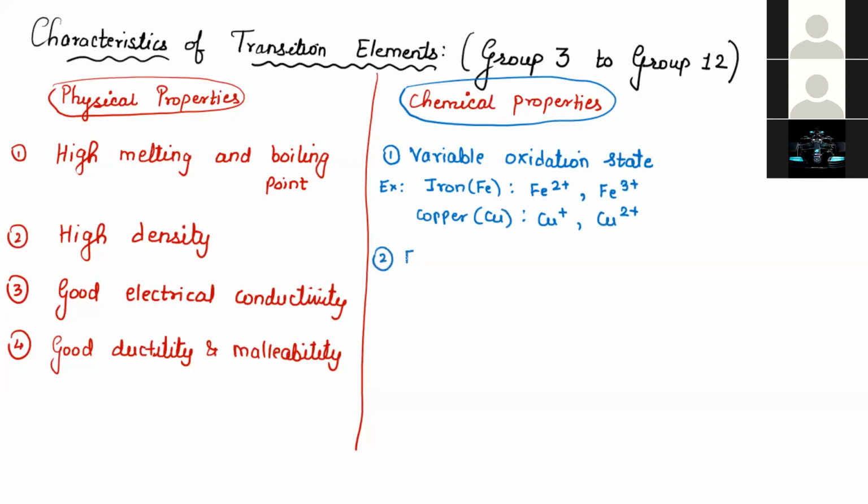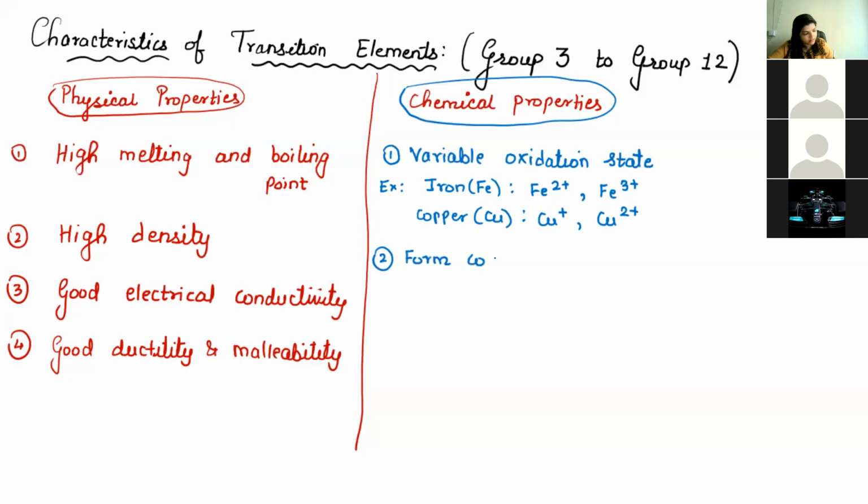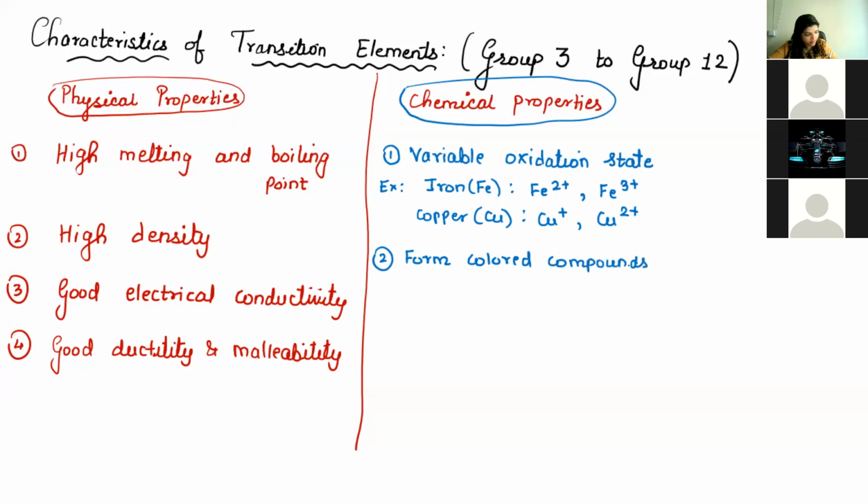Second one, they form colored compounds. Example, KMnO4, potassium permanganate, where manganese is a transition metal. It is purple color. If I have K2Cr2O7, chromium is a transition element. It's orange color. Copper sulfate crystals, blue color.